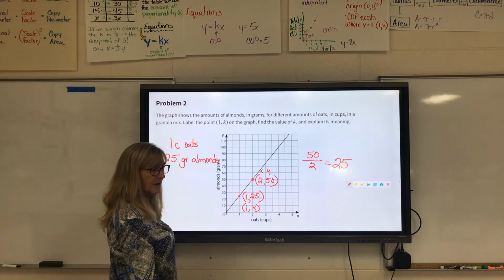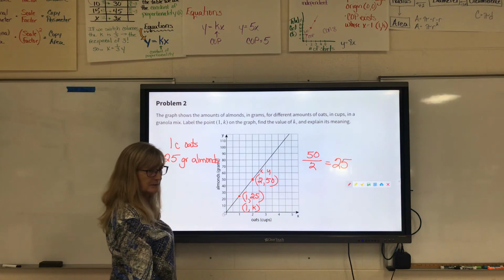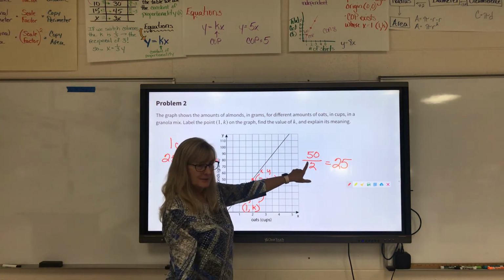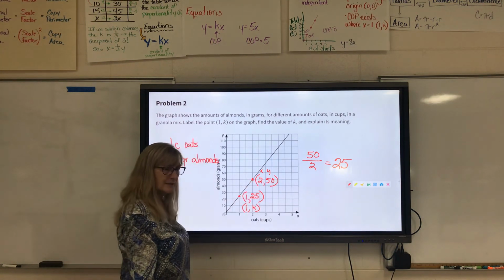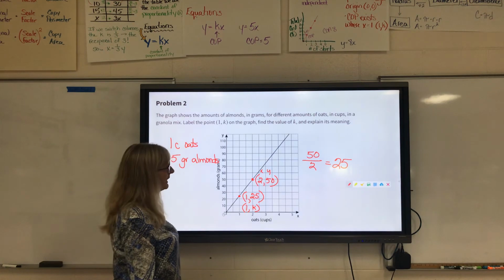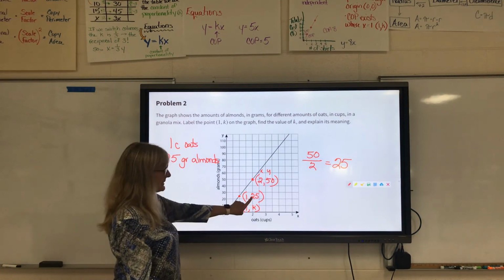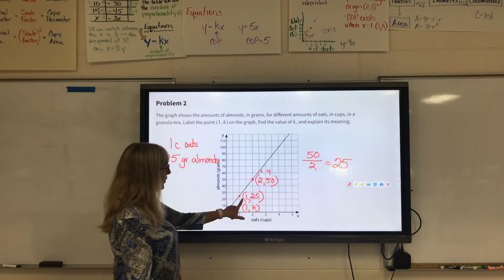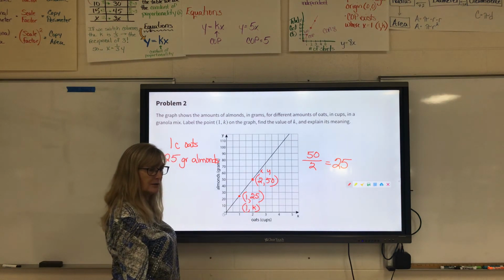Okay, questions you have for me? Does everybody see how we figured out what K was? We're still doing Y over X, aren't we? We're just finding a point where we know definitely the X and the Y. And then we're dividing the Y by the X. And that's giving us our constant. And the constant always occurs at 1 comma, and then the Y coordinate is your constant.